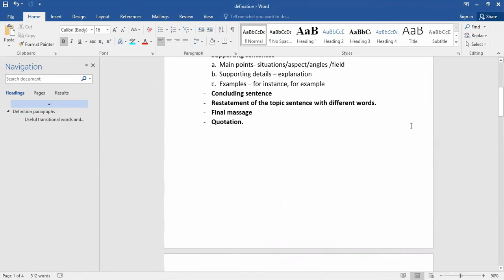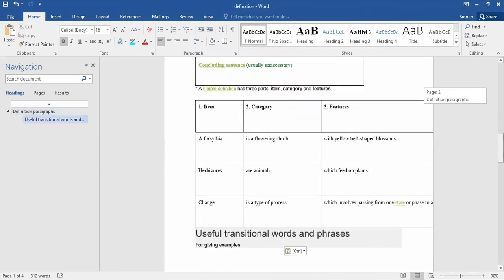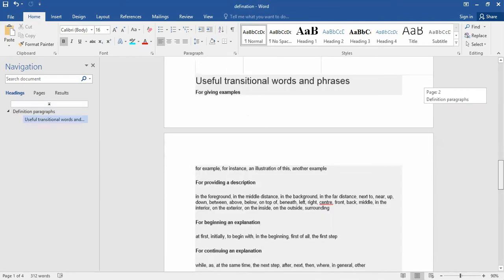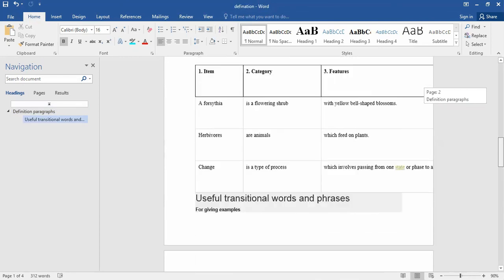I'm not telling a story. I'm not describing a person. I'm not showing a process. I'm just defining or explaining a word, a term. Yeah, this one. Got it? Listen.